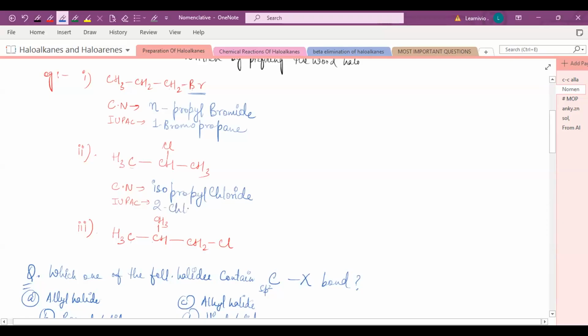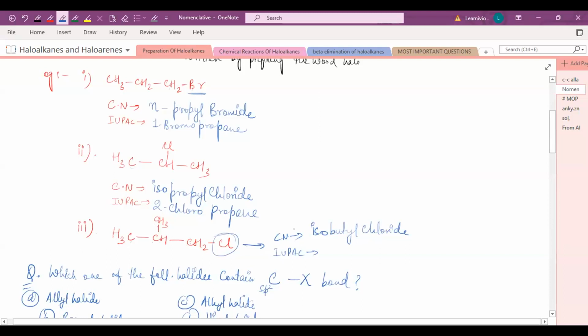2-chloropropane. Third one, common name. Again, this is iso, isobutyl. Good. Why methane? Which is chloride. Halide, we just write down in the suffix. Isobutyl, butyl for the whole carbon.